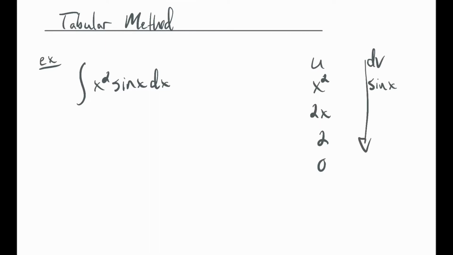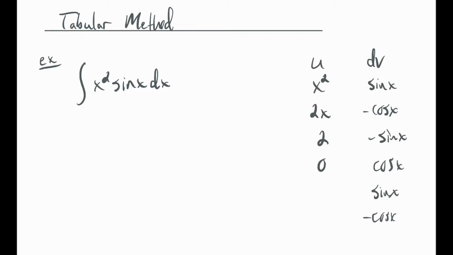So now here I'll do the antiderivative. So negative cosine x, negative sine x, and then cosine x. And I'll stop here because I don't need the next one. Now I could say, what is that? Sine x, negative cosine x, and so forth, right? But you're going to see why it doesn't matter in a second.